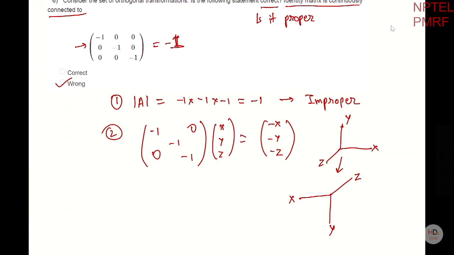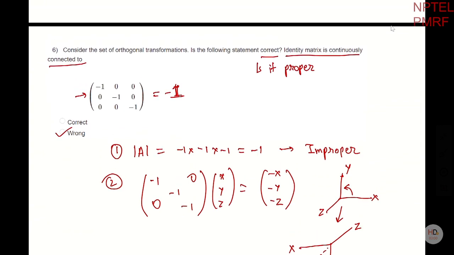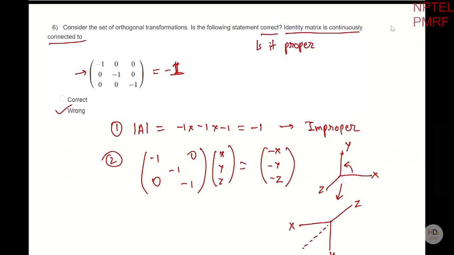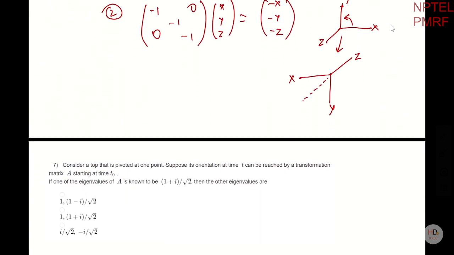No, because if you rotate this about your y-axis so that x is aligned, and then rotate about the z-axis so that y is aligned, you will see that your z-axis is towards here, not the other way, right? So it's not possible. So this gives a pictorial way of thinking.